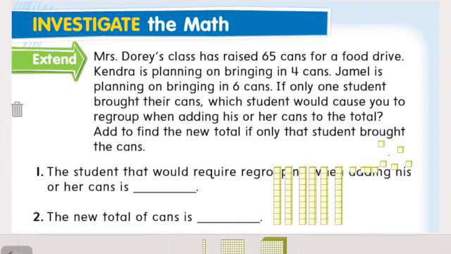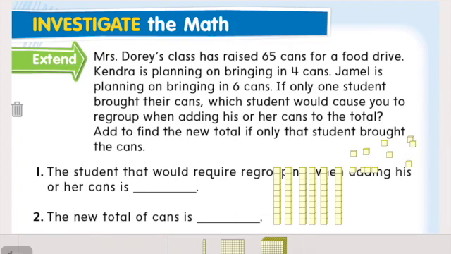So, let's take away those 4. Those were the 4 that Kendra gave. We didn't have to regroup when Kendra gave. And let's check on Jamel. So Jamel had 6 cans to add. 1, 2, 3, 4, 5, and 6.